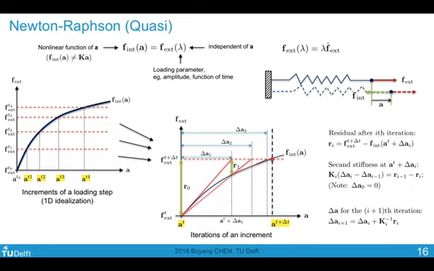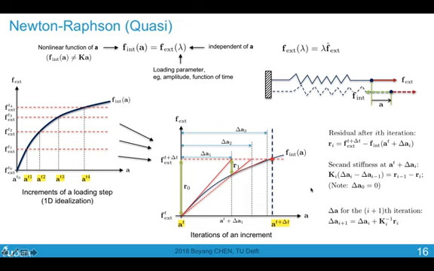Then people came up with a variant of Newton-Raphson, which is called quasi-Newton. Here, instead of taking the tangent, what is different is that after the first iteration, we connect the last known equilibrium position with the current estimate to get sort of a tangent line. And then we use this secant stiffness to calculate our correction. And then we continue this procedure. We form a new secant line, and we calculate our new correction. And eventually, this will converge to the right solution.